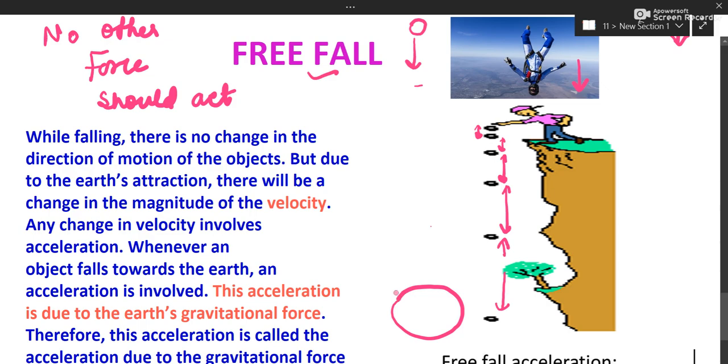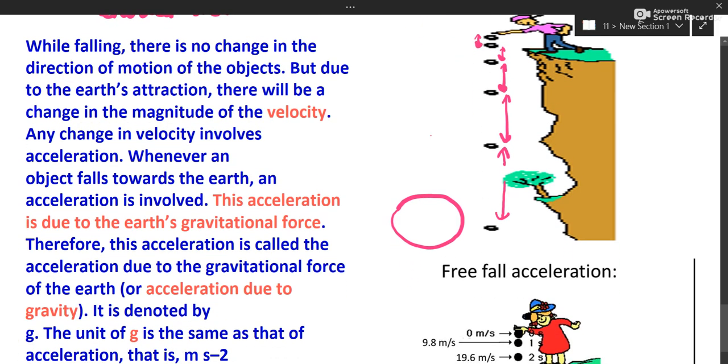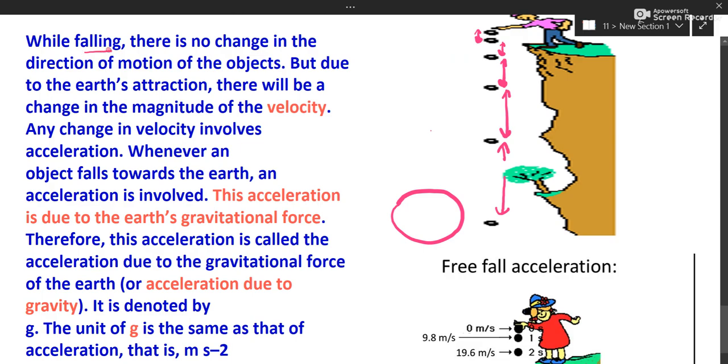Earth is the cause of the acceleration. So that acceleration is called acceleration due to gravity. You can see here, while falling, there is no change in direction of motion. Yes, the object falls down. But due to Earth's attraction, there will be change in magnitude of velocity. There will be an increase.